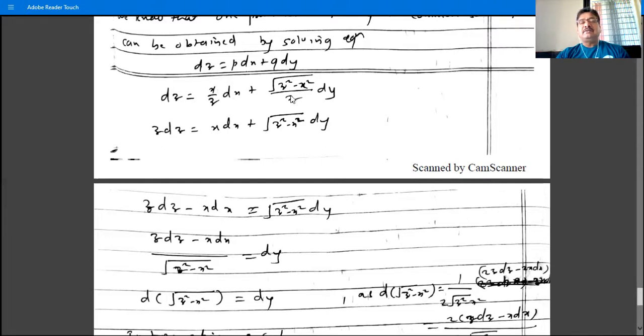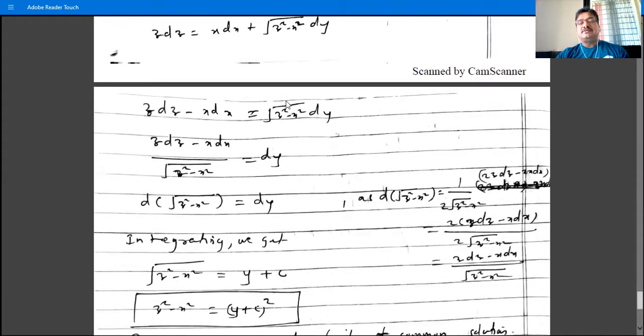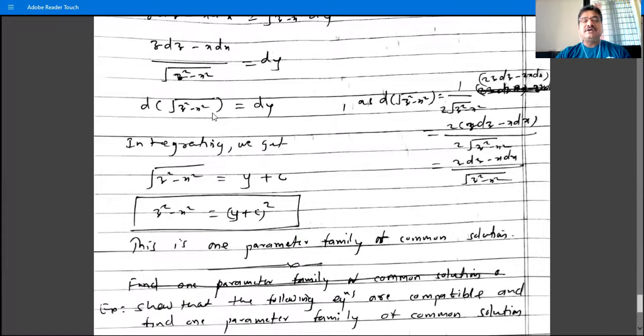So here multiply throughout by z, and then we have z dz − x dx = root(z² − x²) dy. Then shifting this root(z² − x²) to the LHS, we have (z dz − x dx) divided by root(z² − x²) = dy. Now this is one variable separable, and this is the derivative of root(z² − x²).